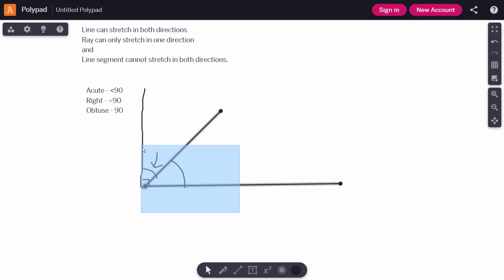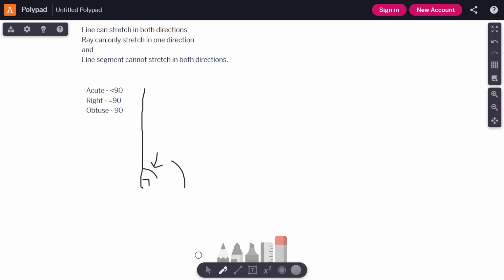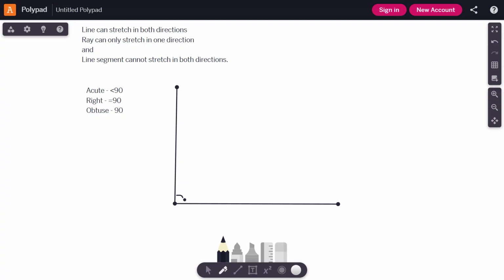So, after all of this, I'm going to tell you why I labeled that right angle here using a square-like thing. Imagine we have a right angle here. It is 90 degrees. 90 degrees.